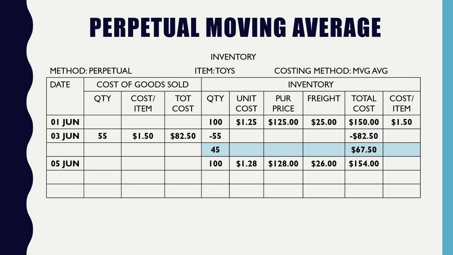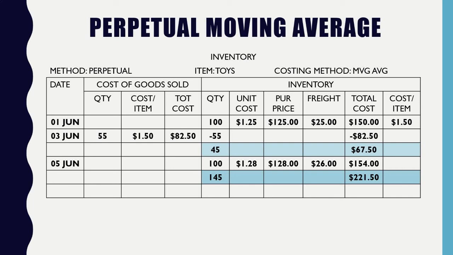So in this case, what I'm going to do is add my two numbers together. I'm going to add my quantities together and I'm going to add my total costs together. And here, therefore, I have a grand total right now: 45 plus 100 gives me 145 toys. And then again, $67.50 plus $154 gives me a grand total of $221.50.